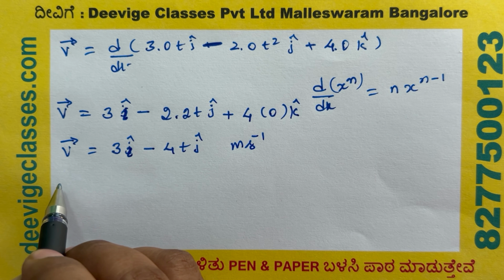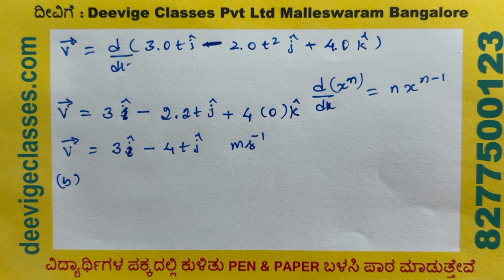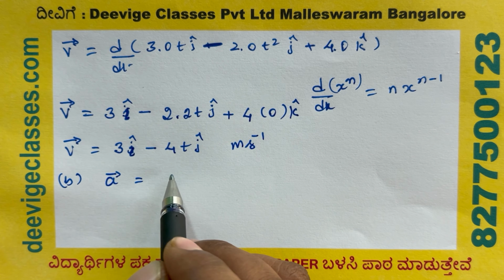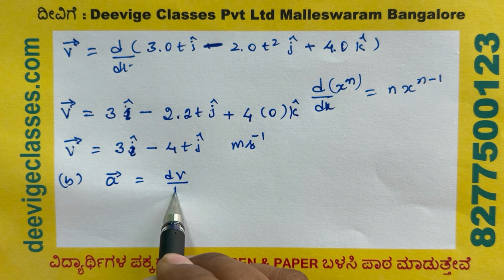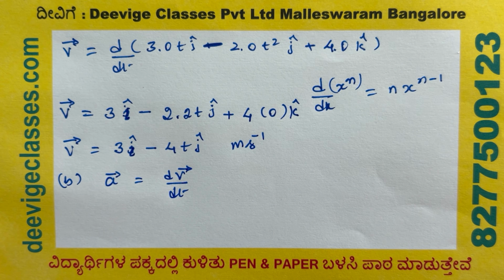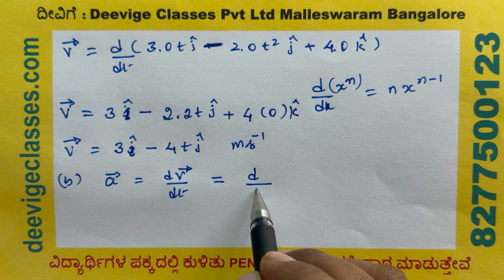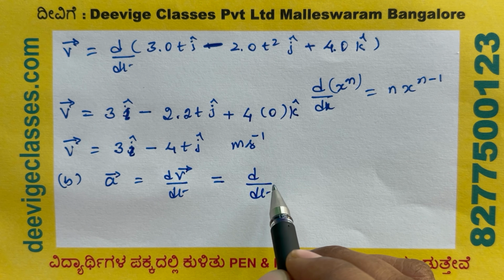So what is our sub question B? That is to find the acceleration. So the acceleration vector is equal to dv divided by dt. Then what is the velocity vector? We got it, so that is differentiation of the velocity vector with respect to t.